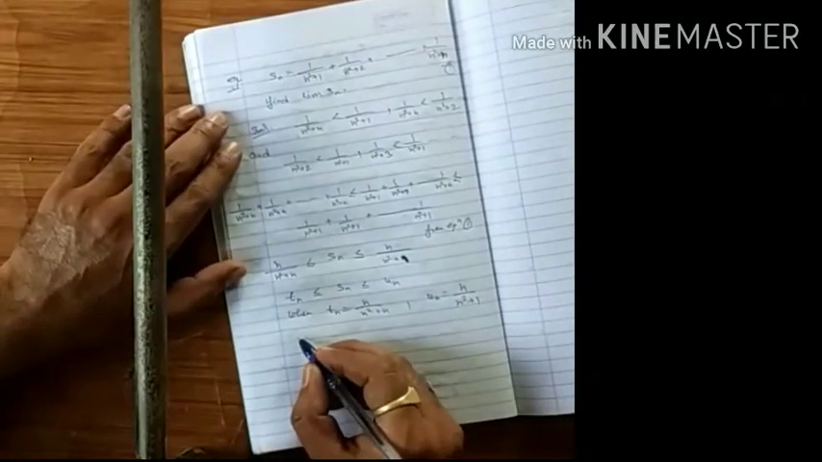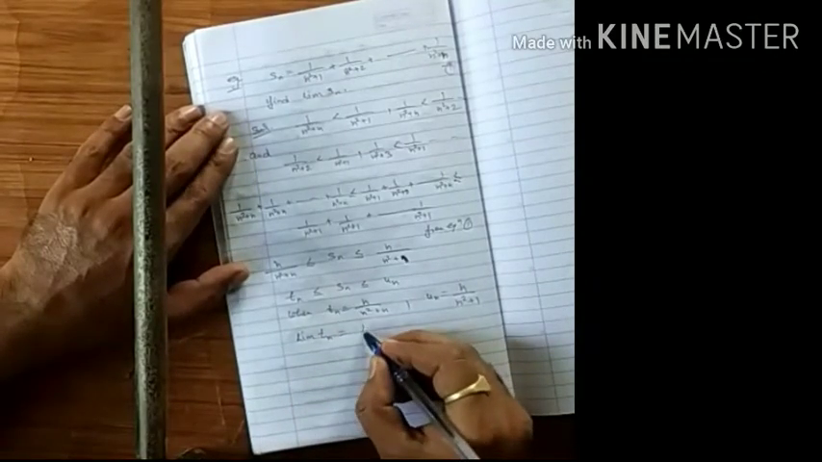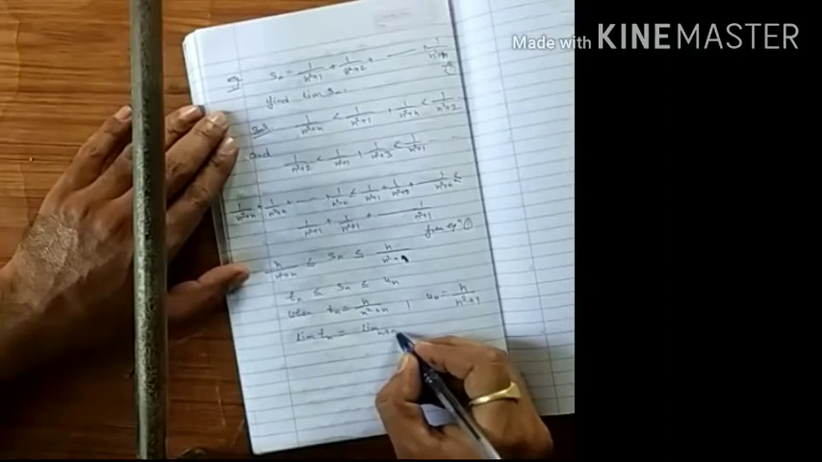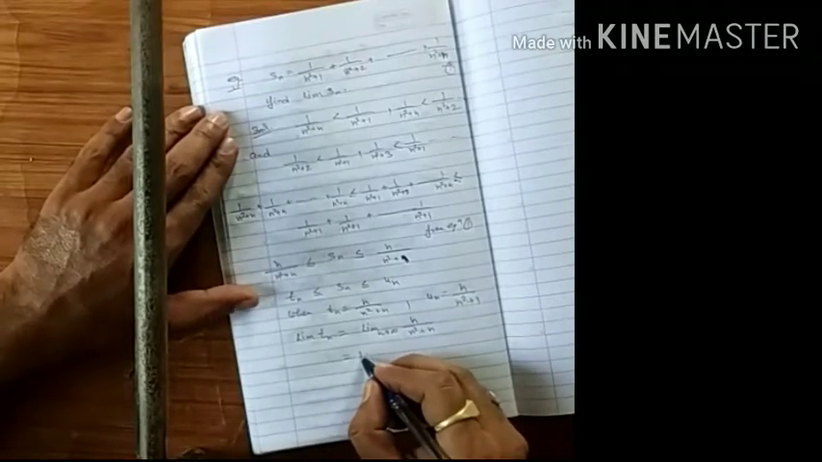Now taking limit, calculate limit Tn. What is the value of limit Tn? Limit as n tends to infinity of n upon n square plus n, taking n square common.